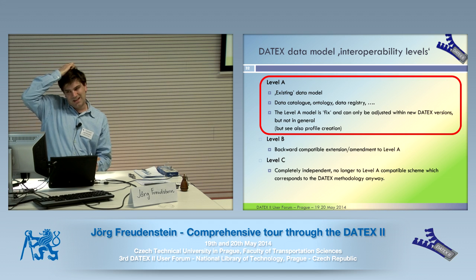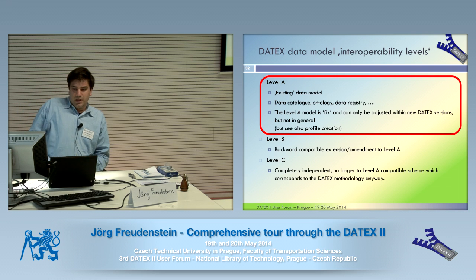We are talking about the interoperability levels. You might have heard the distinction between level A, B, and C. Level A is, let's say, the existing data model. You can see it as a data catalog, as an ontology, or as a data registry. So some kind of Lego bricks you have available to build something you like. The level A model is fixed. It's part of the standardizations, and the Datex community decided only to adjust this with new Datex versions. So it's some kind of fixed truth.